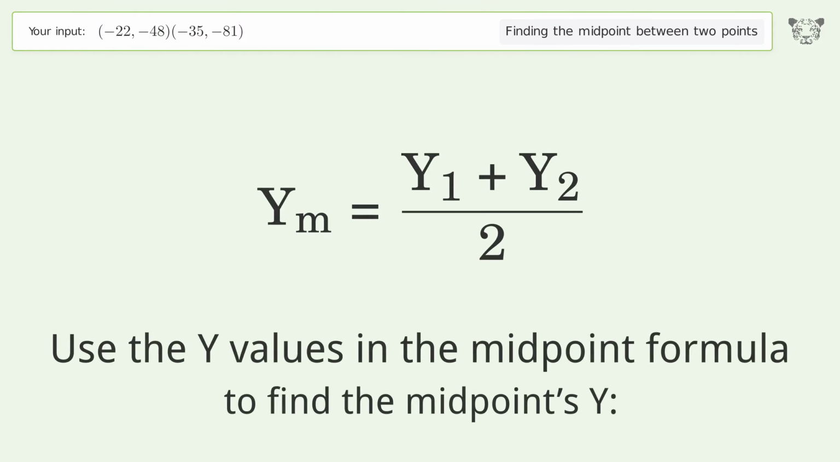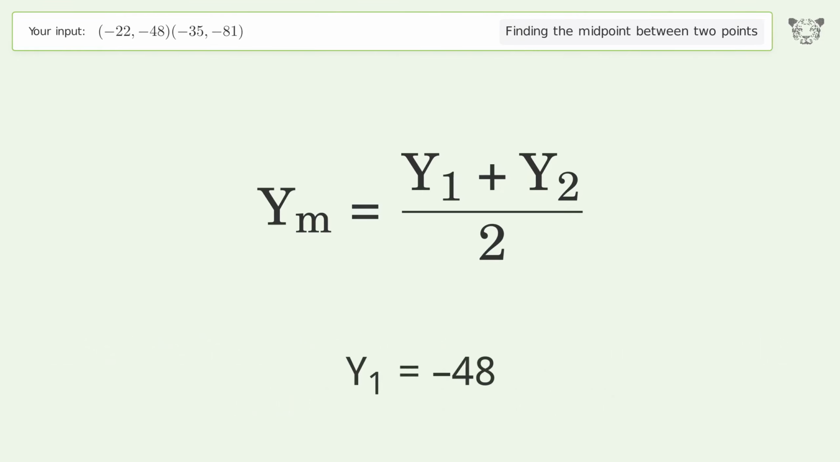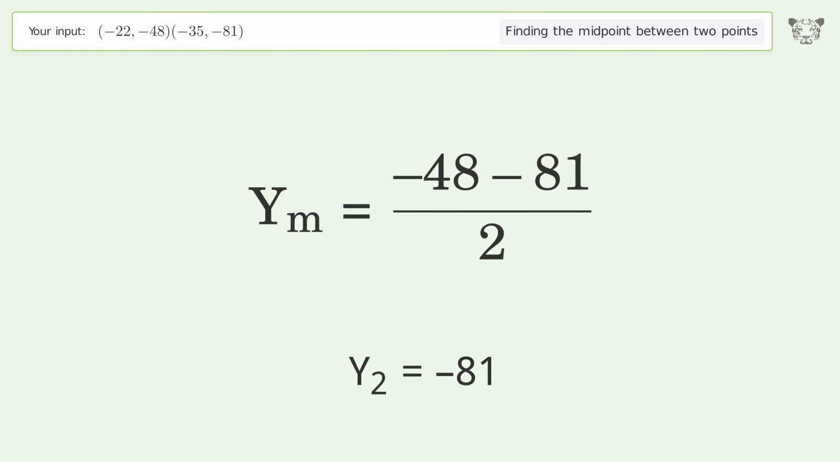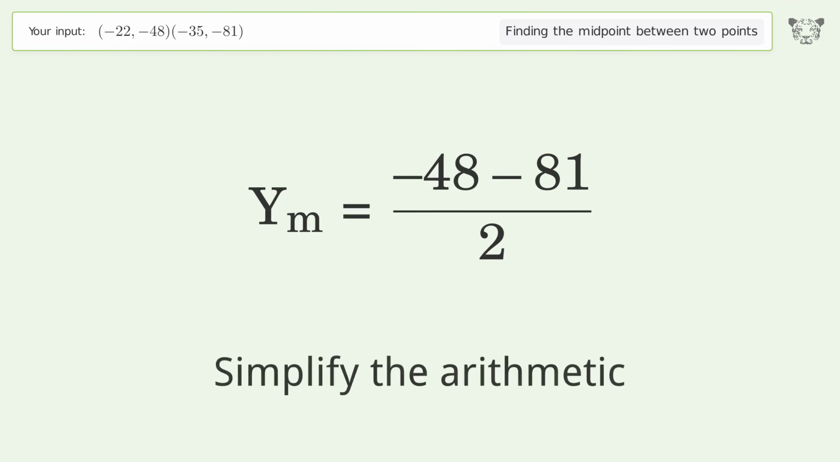Use the y values in the midpoint formula to find the midpoints y. y1 equals -48. y2 equals -81. Simplify the arithmetic.